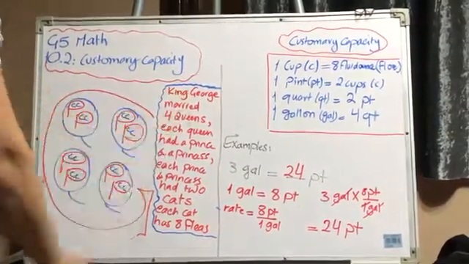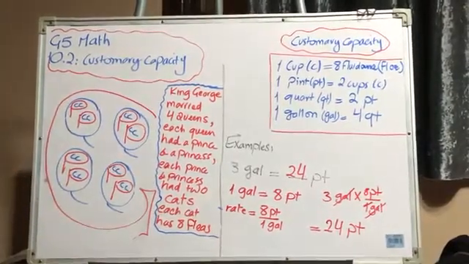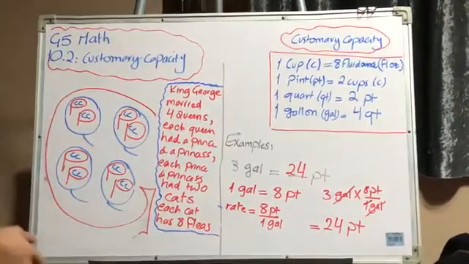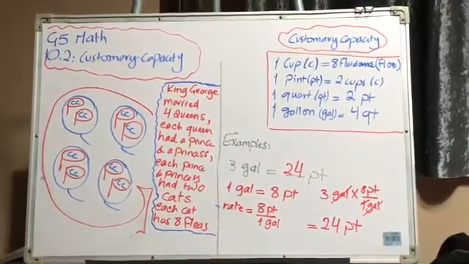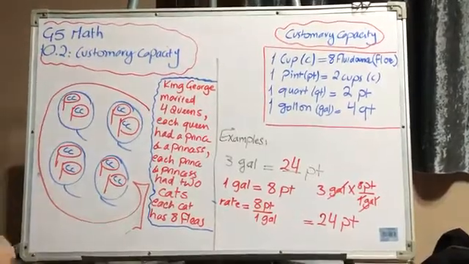King George married 4 queens. Each queen had a prince and a princess. Each prince and princess had 2 cats. Each cat had 8 fleas. Let's take a look at the examples for conversion.